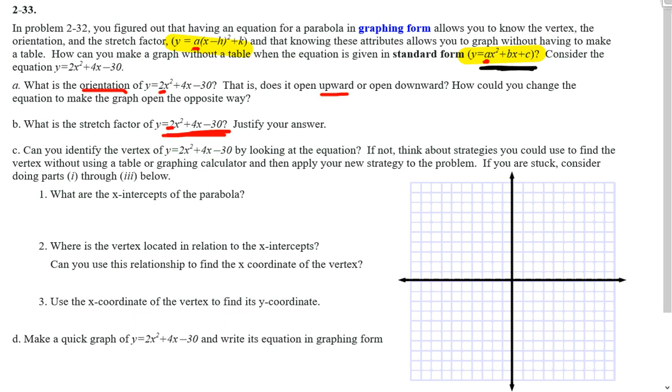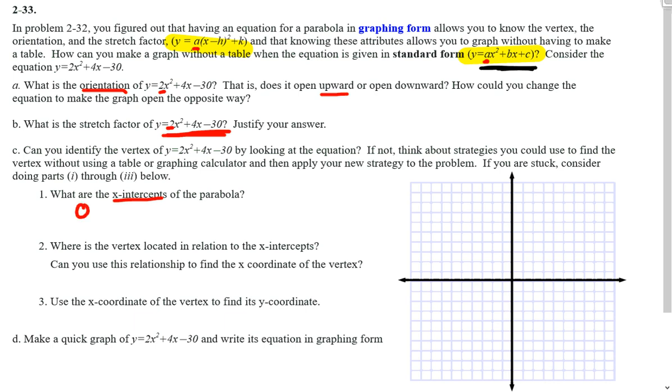So we're going to go now to part C. Can you identify the vertex just by looking at the equation? If you look at the equation, do you see what the vertex is? Unfortunately, no, you don't. However, if you start thinking about some different processes that get you there, these x-intercepts are going to help us do that. So what I'm going to have you do is pause the video at this point, and I want you to find your x-intercepts. Remember from last chapter, how do we find our x-intercepts?